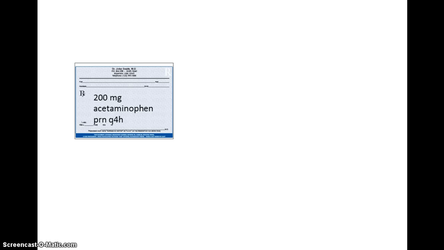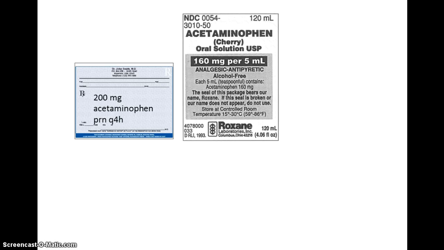The first piece of information the nurse needs is what the doctor has ordered. Here the doctor has ordered 200 milligrams of acetaminophen as needed every 4 hours. Next, the nurse needs to know what is available. So we have the label from a medication. The most important piece of this label is the strength of the medication, called the dosage strength. It's here in the dark box. So 160 milligrams per every 5 mLs. Now we're ready to start our problem.